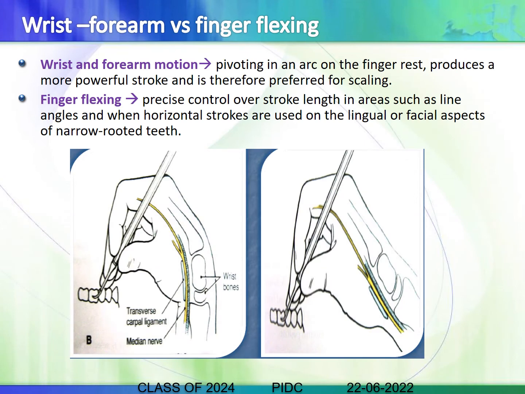Generally, a wrist-forearm motion is to be used when instrumenting the surfaces, rather than other instrument movements. The forearm is used when pivoting in an arc on the finger rest, and this produces a powerful stroke and is therefore preferred for scaling. Finger flexing can also be used for precise control over stroke length in areas such as line angles, and when horizontal strokes are used on the lingual or facial aspects of narrow rooted teeth.